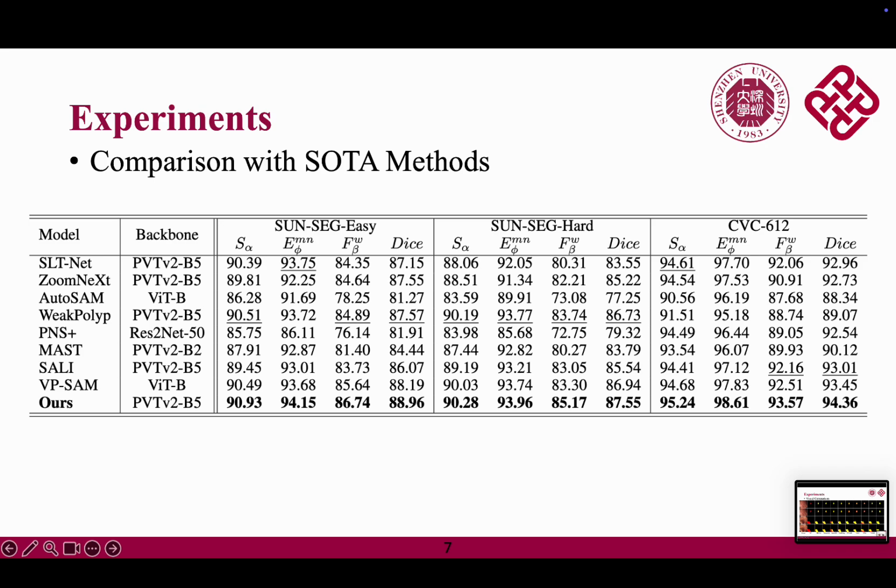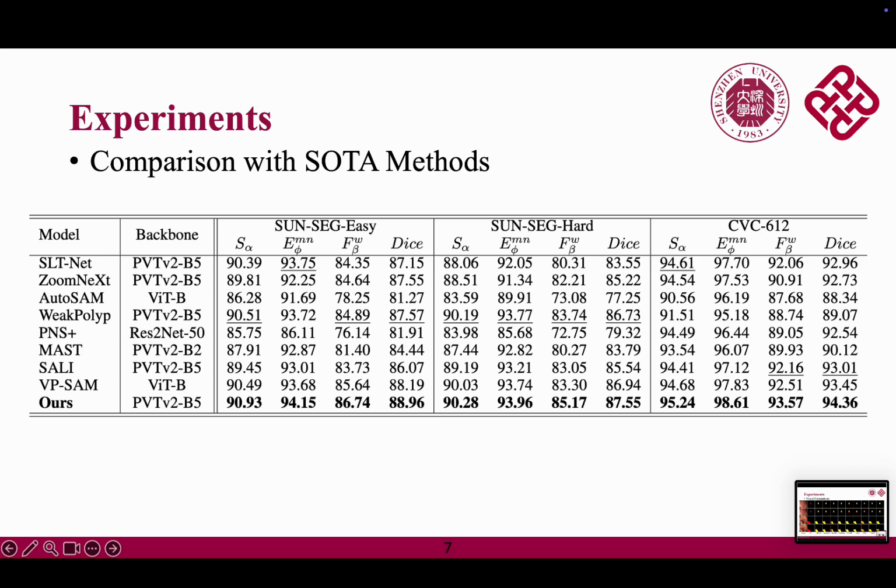This slide presents the quantitative comparison with state-of-the-art methods on SunSeg Easy, SunSeg Hard, and CVC 612. As shown in the table, our method achieves the best overall performance across these datasets. For example, on SunSeg Easy, our method achieves a DICE score of 88.96. On the more challenging SunSeg Hard subset, we obtain a DICE score of 87.55. On CVC 612, our DICE reaches 94.36.